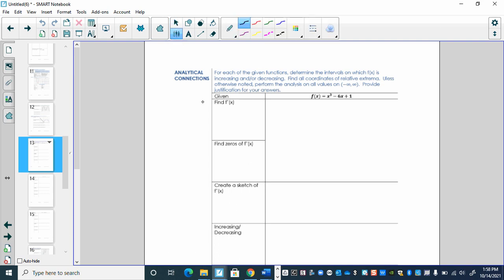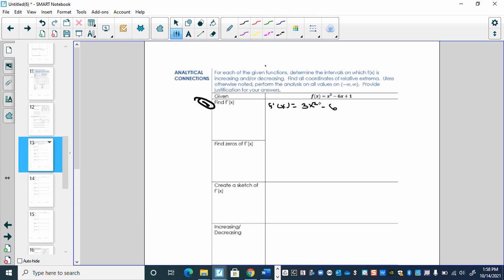The first thing we're going to do, if we're given a function, is to find f of x. That's number one. We're going to find f prime of x. So we have f of x, so f prime of x would be 3x squared minus 6.